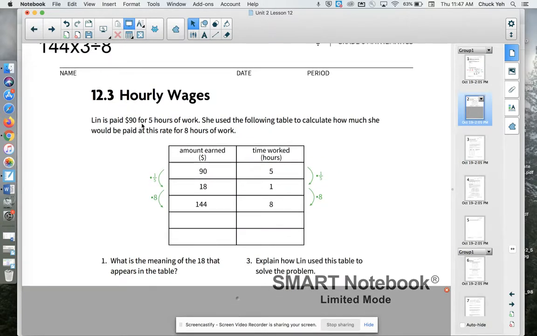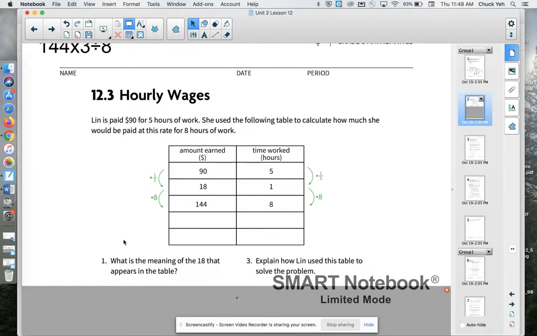If Lynn is paid $90 for 5 hours of work, she used the following table to calculate how much she would be paid at this rate for 8 hours of work. So if she got paid 90 for 5 hours, she found out that for 1 hour, we get paid $18 an hour. And then for 8 hours, 144. What's the meaning of the 18 that appears in the table?